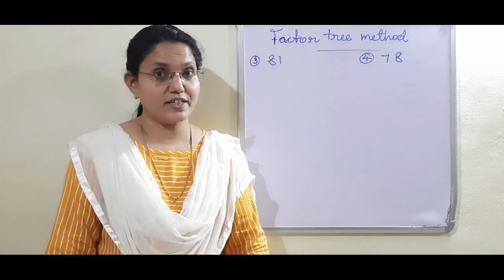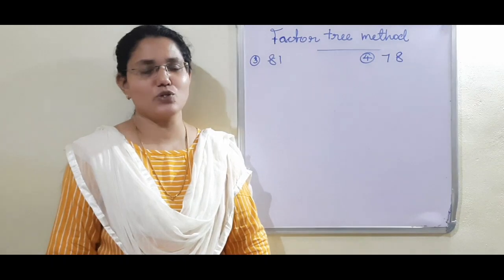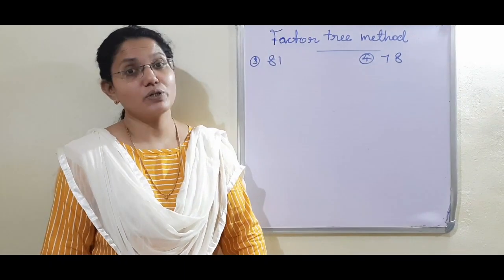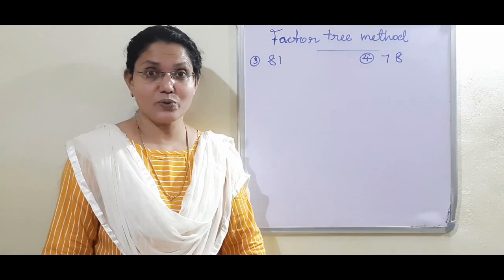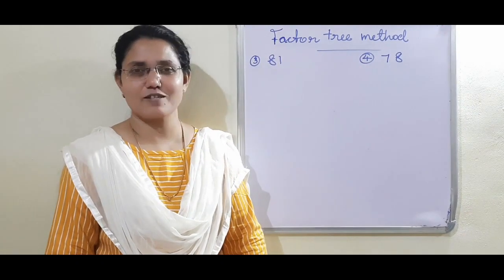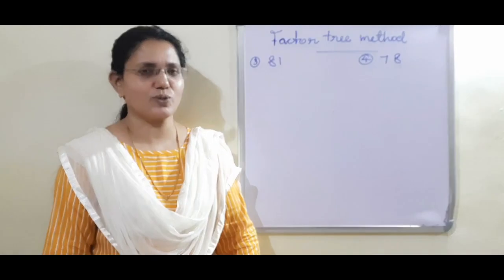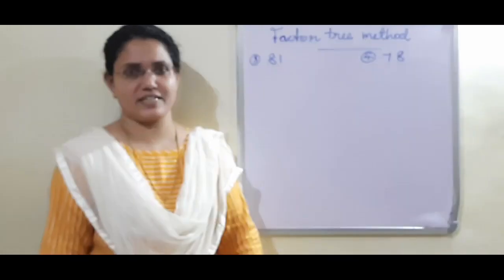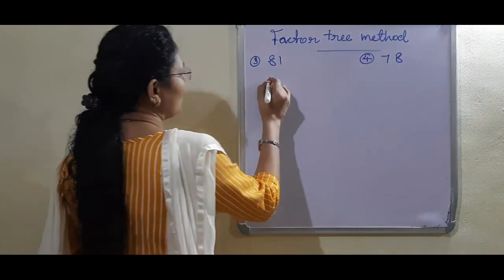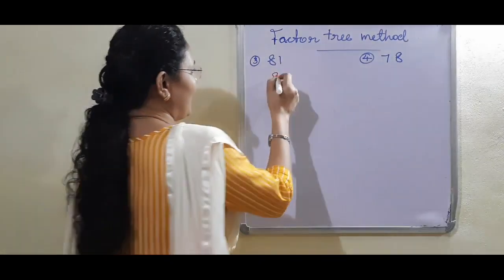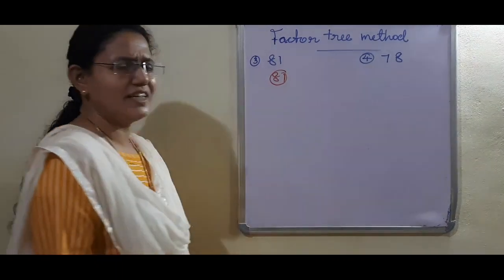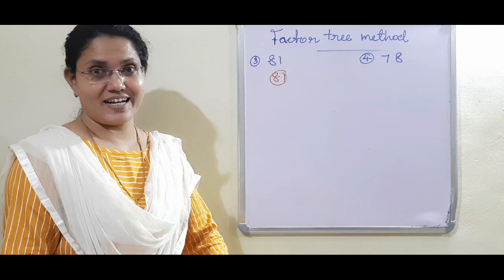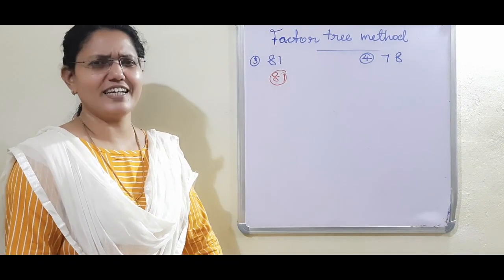Dear children, in the factor tree method, first you should write two factors other than 1 and the number. Then you have to continue this until you are getting all the factors as prime numbers. Last, you have to select only the prime numbers and write its prime factorization. Okay, now we can do 81 here. We can find its factors. First, 81 is an odd number. We cannot take one factor as 2.